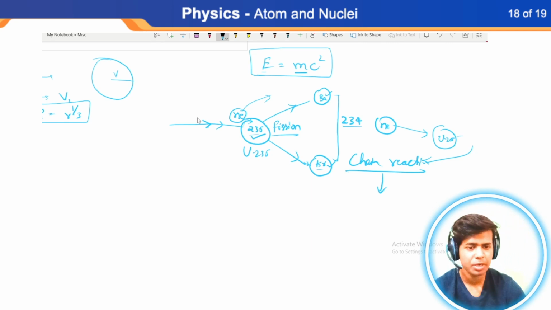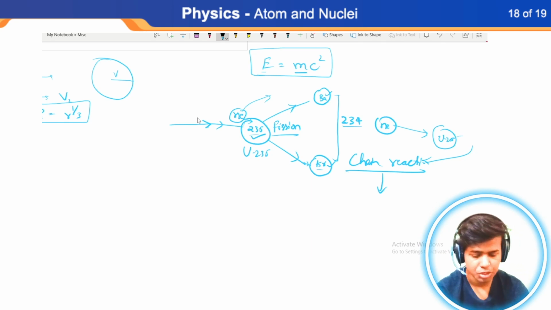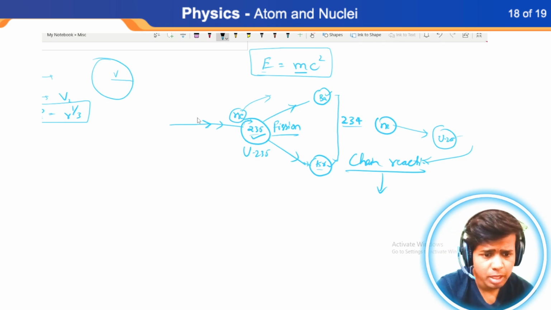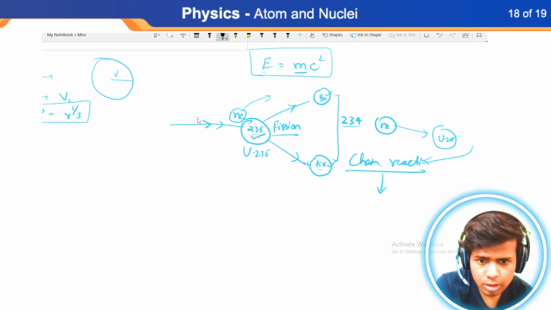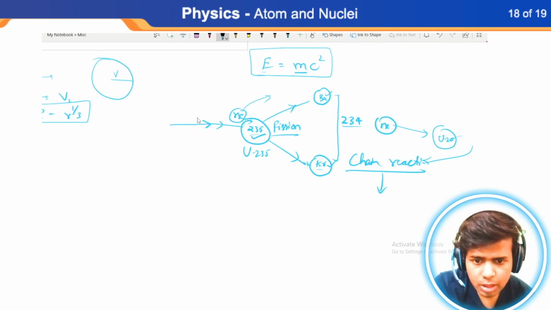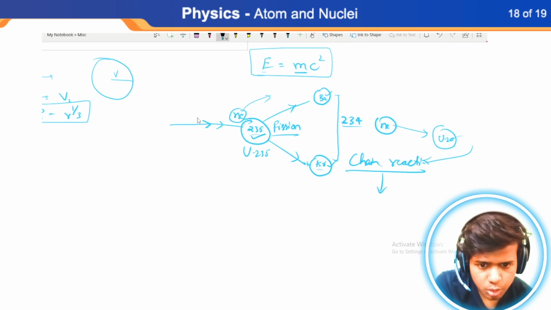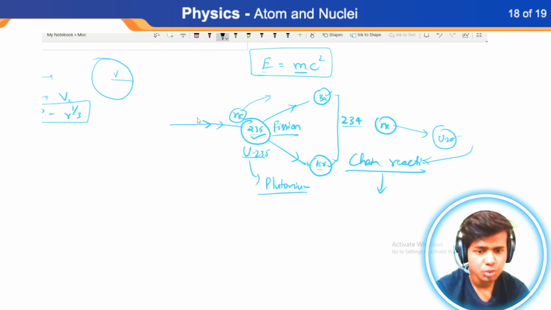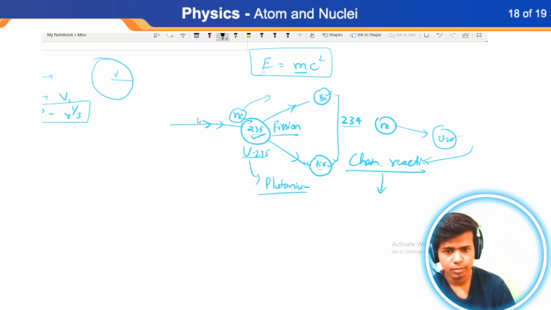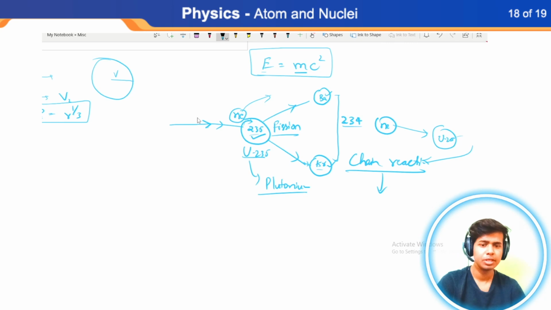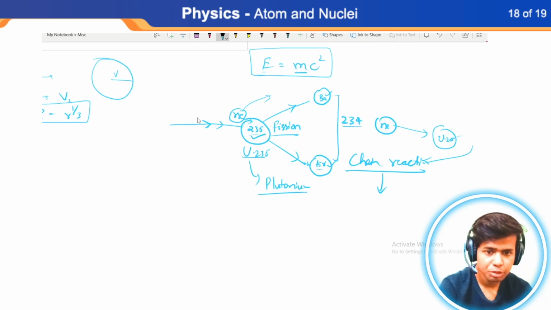This is what happened in the nuclear explosion of Hiroshima and Nagasaki, if you remember from your history classes maybe. It was not exactly 235, it was plutonium. It was plutonium that had detonated. Even plutonium can exhibit this property, nuclear fission.